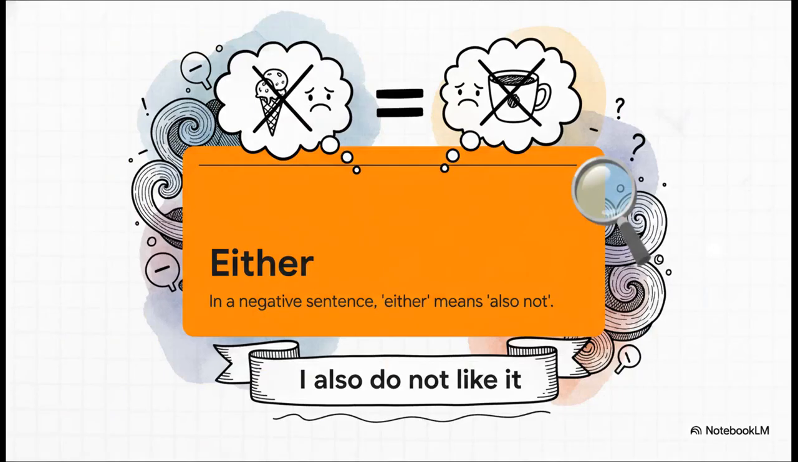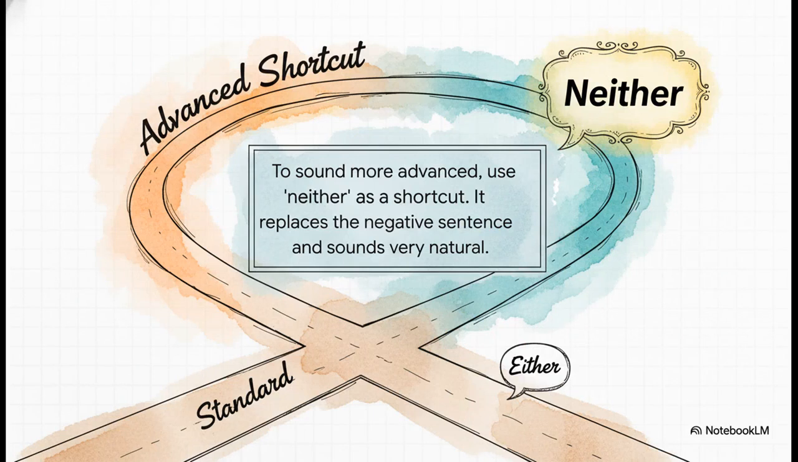So what's either really doing here? Honestly, the easiest way to think about it is that it just means also not. When you say, I don't like coffee either, you're just saying, I also do not like coffee. It's a special version of also that we only use in negative sentences. All right, so you've got either down for the end of the sentence.